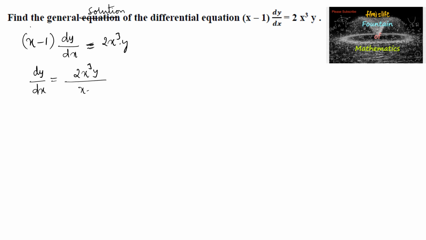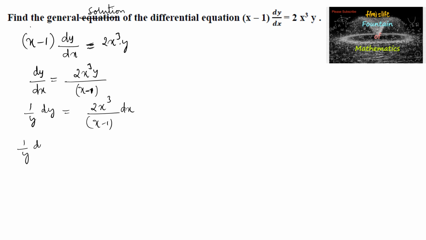Find the general solution of the differential equation (x minus 1) dy by dx is equal to 2x cube y. So we can write dy by dx is equal to 2x cube y upon x minus 1, or we can write 1 upon y dy is equal to 2x power 3 upon x minus 1 into dx.